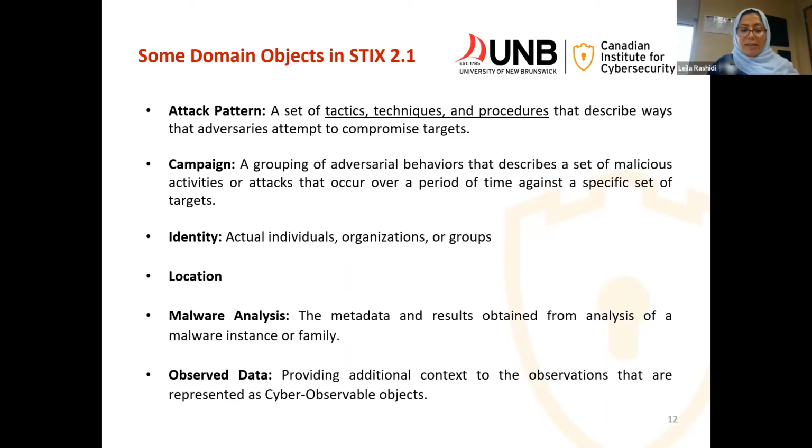The other object is identity, in which the identity of actual individuals, organizations, or groups is described. We have a location object as a domain object in STIX, and malware analysis objects include some metadata and results obtained after analysis of a malware or malware family. And at the end, we have observed data. Observed data objects provide additional context about the cyber observable object. For example, cyber observable objects include the raw data for the observation, but observed data domain objects refer to the time of the observation and other details.